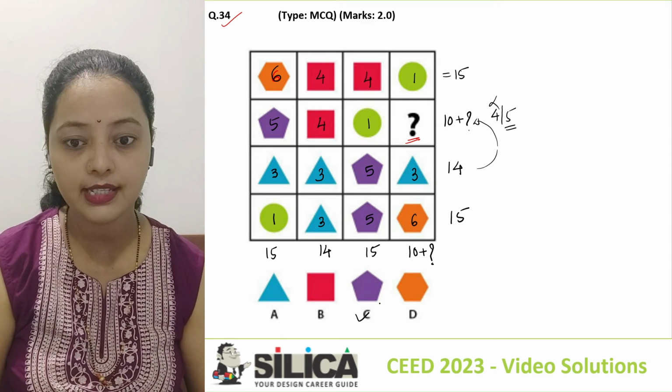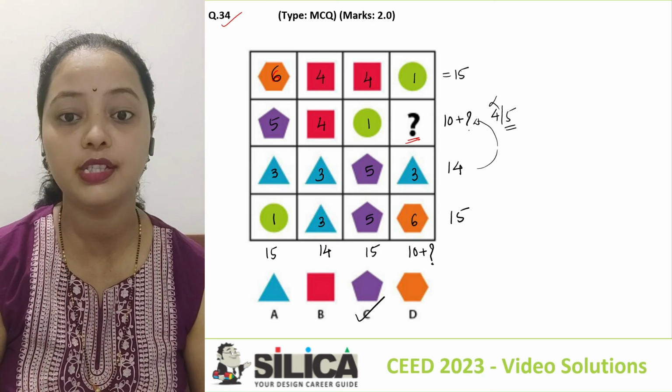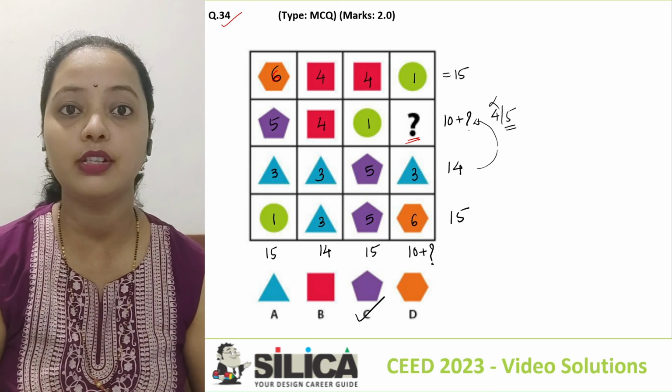And for 5 sides, the figure that is available is option C. So C should be the correct answer to this question.